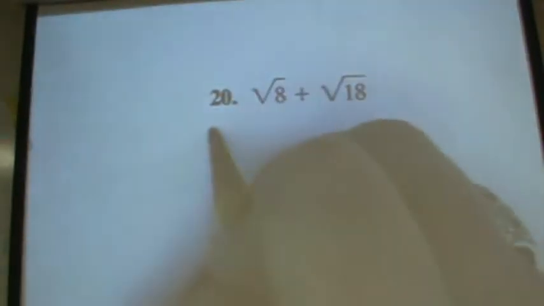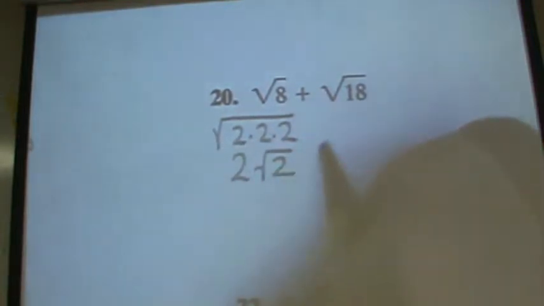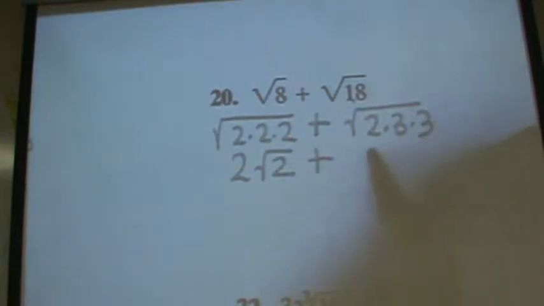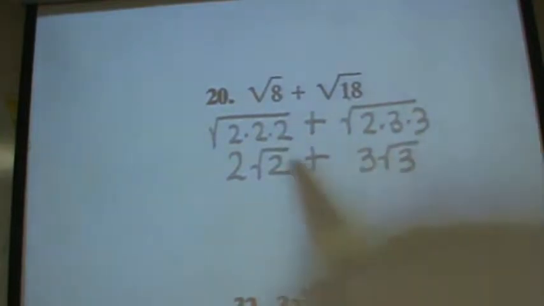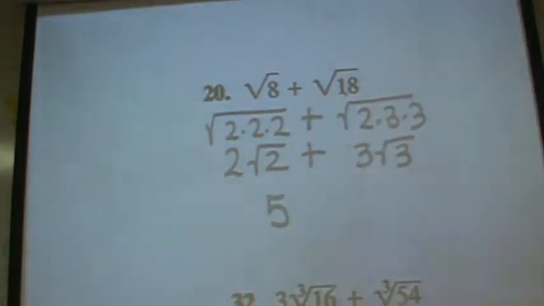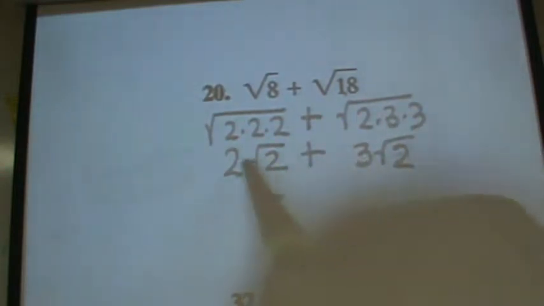Number 20, root 8. This is 2 root 2. 18 is 2 times 9. So this is 3 root 2. So this is going to be 5. This should have been a 2, my bad. 3 root 2. And now you've got 3 plus 2 is 5, 5 root 2.